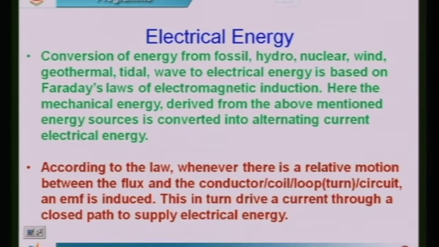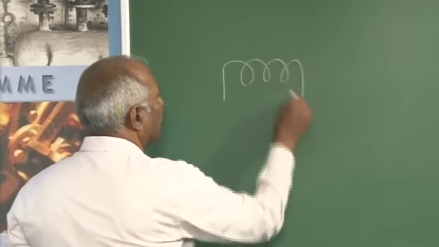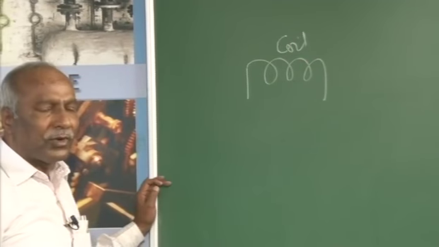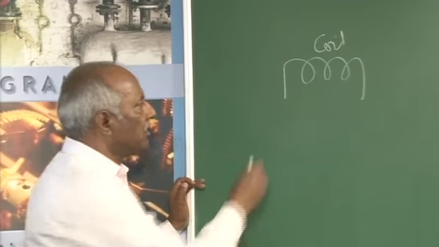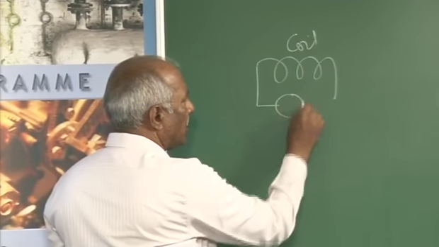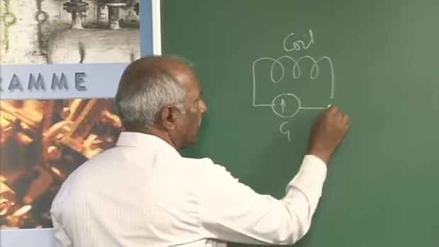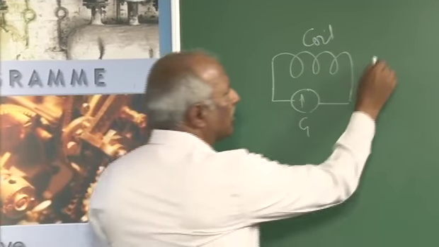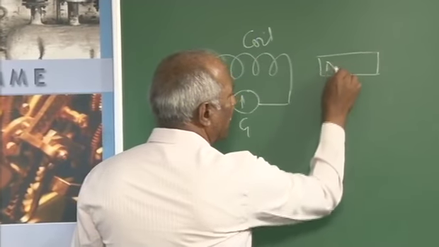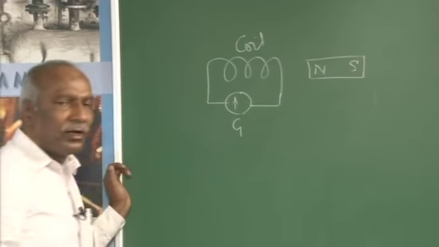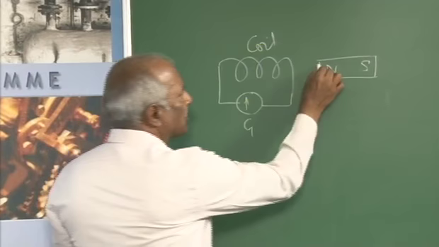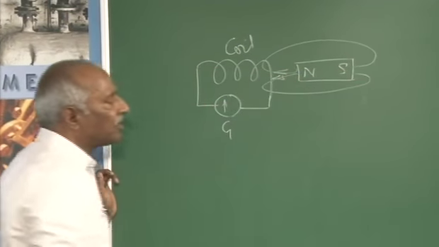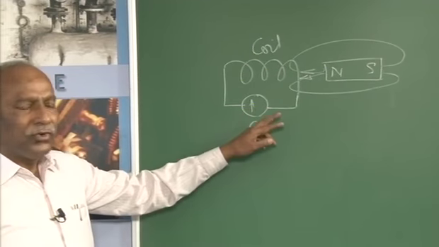Think of a coil. Coil means a wire, copper wire or aluminum wire, coiled like this, and connect this to a galvanometer. As such, a galvanometer is a current detecting device. Think of a permanent magnet. The flux always comes out of the North Pole and enters into the South Pole. The presence of the magnetic field is represented by the lines of force.